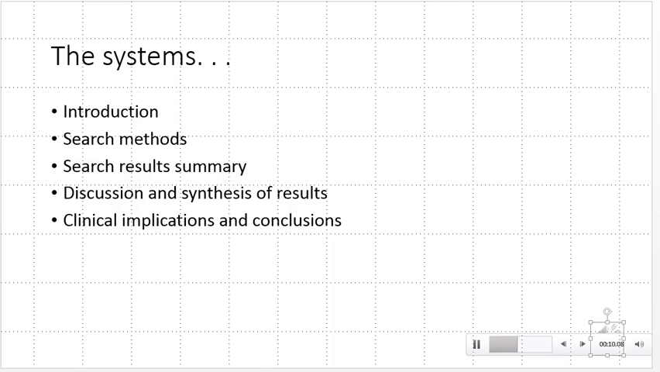There are basically 5 systems in a literature review. There's the introduction, search methods, search results summary, discussion and synthesis of results, and clinical implications and conclusions.